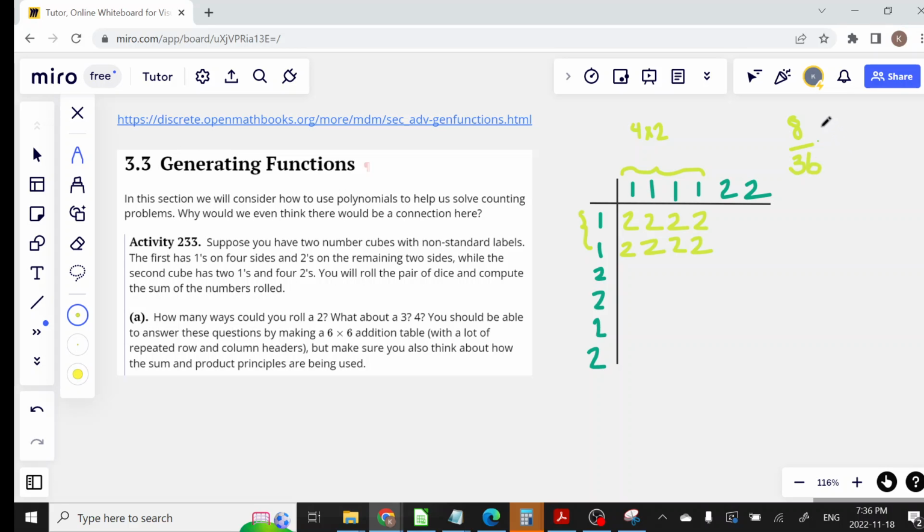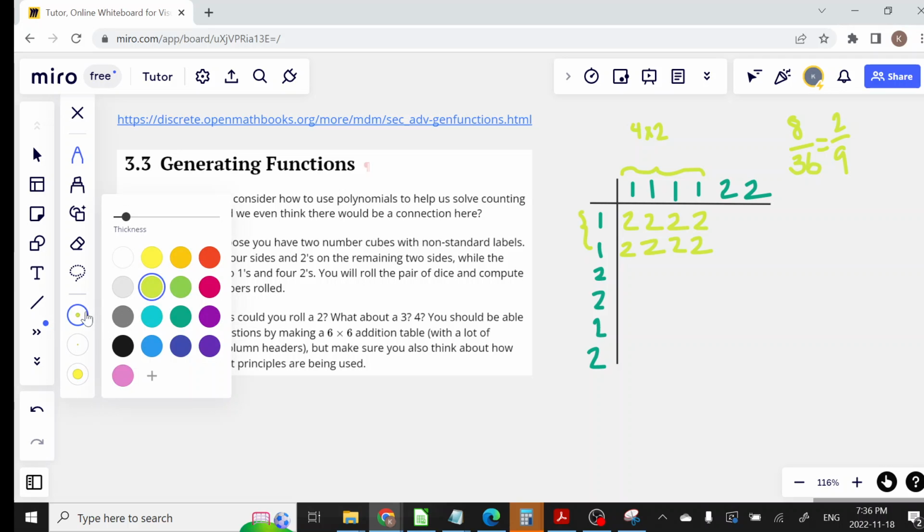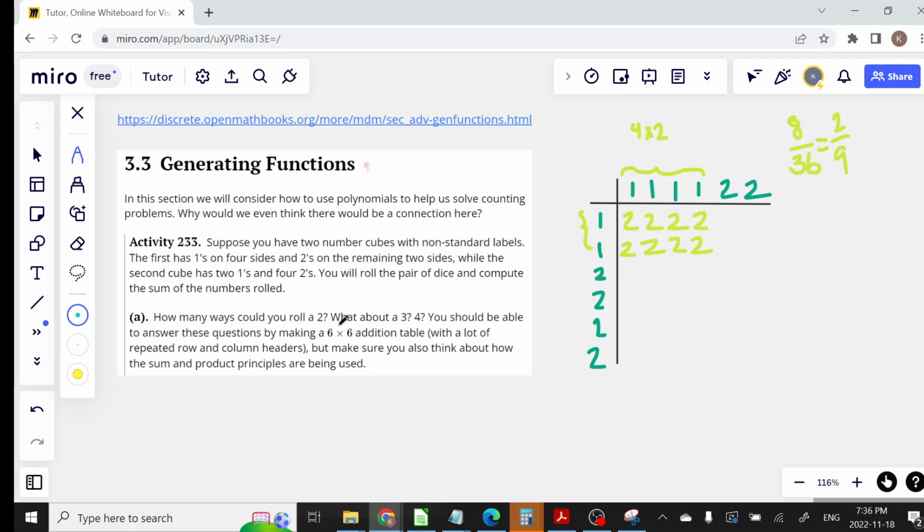We might as well figure it out. 36 divides into... I guess I'll have to figure out how to edit these videos. 4 divides into both of these, so we would get 2 and 9, so the probability is 2 ninths. What you now need to answer is, how many ways could you roll a 3 or a 4?